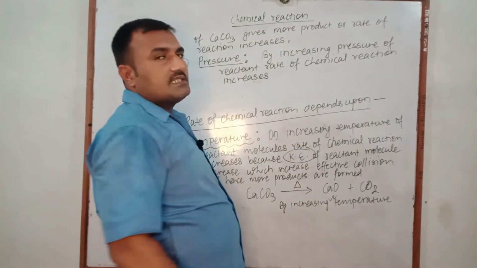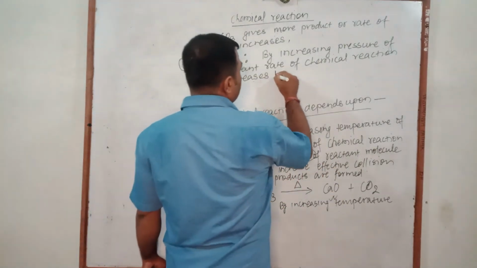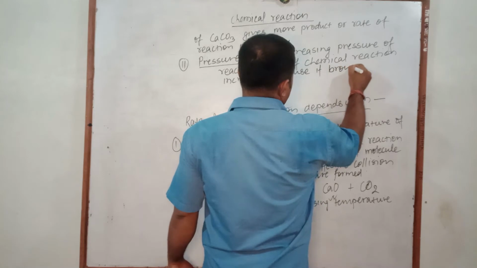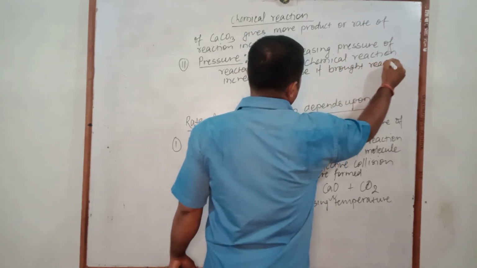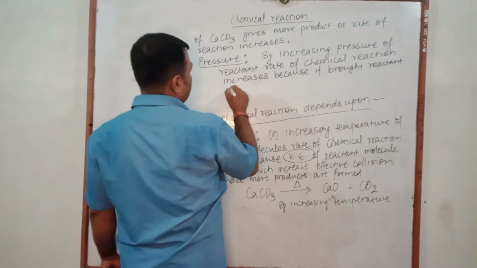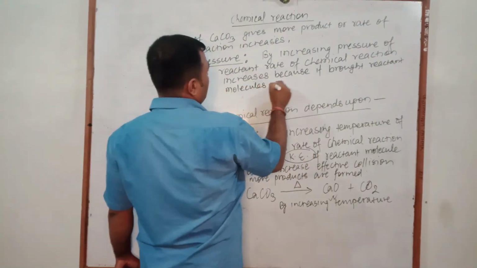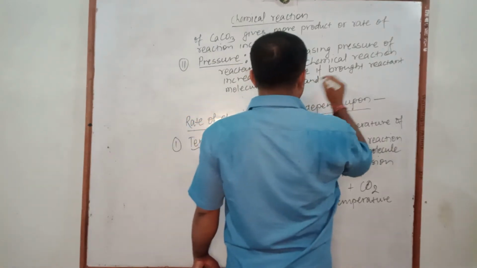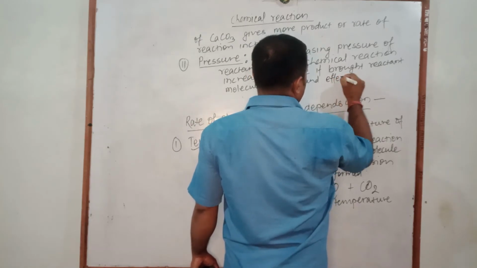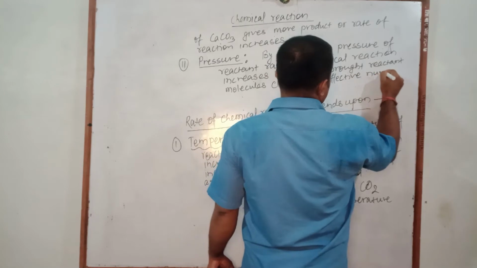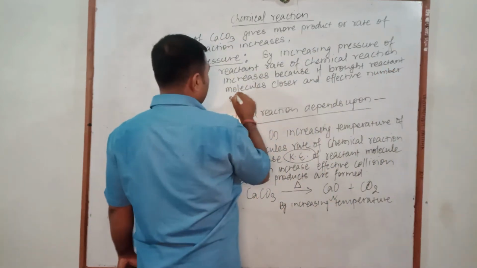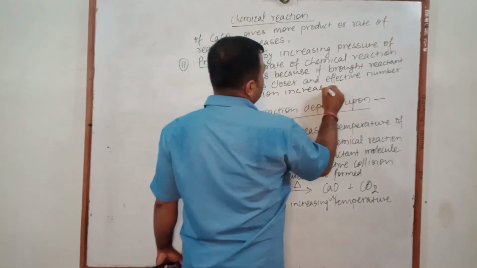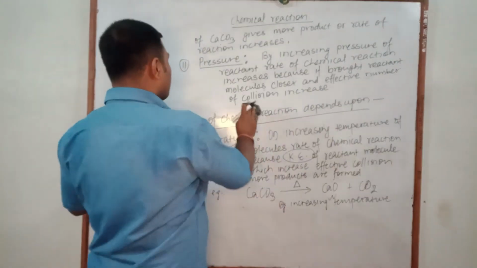Why does the rate of chemical reaction increase by increasing pressure? Because it brings reactant molecules closer, and the effective number of collisions increases. That is, the collision rate increases, and then it gives more product.